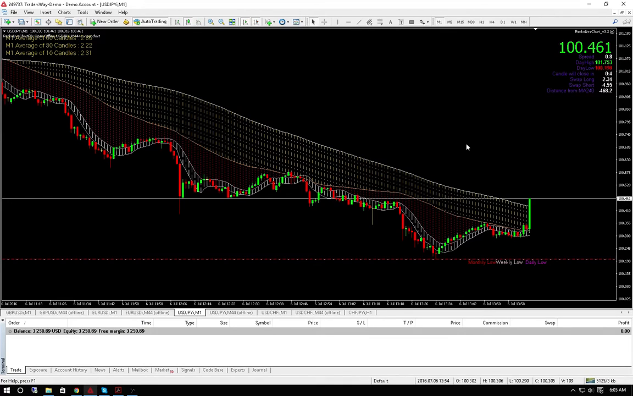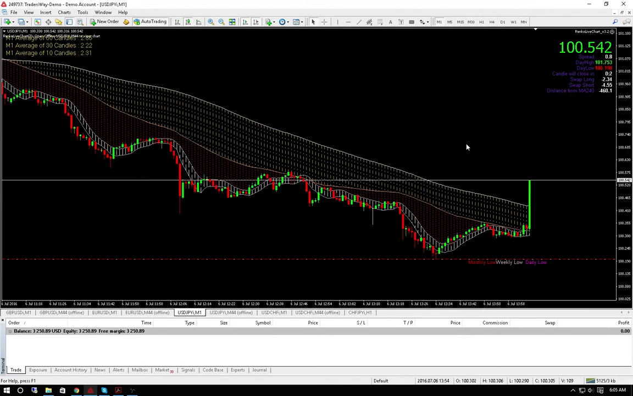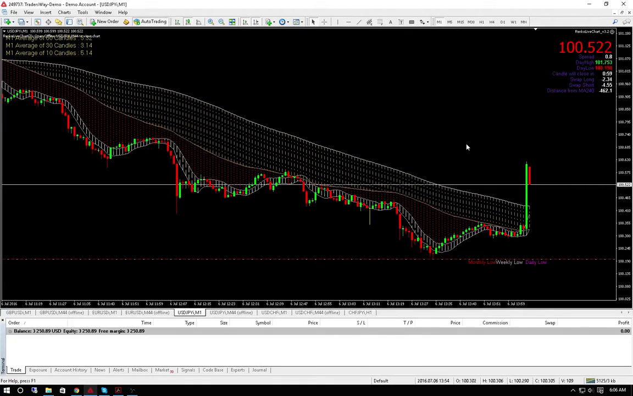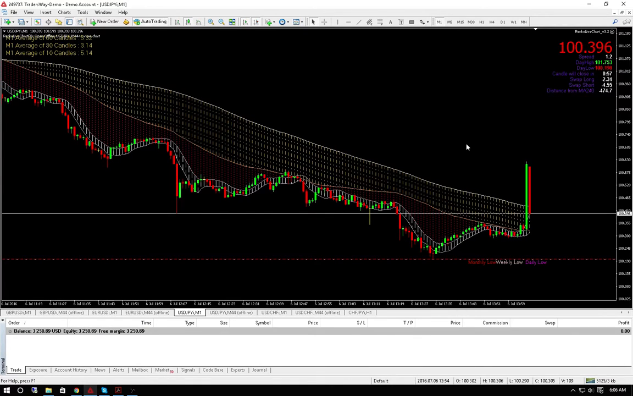So this doesn't mean we're jumping in or anything. It just means... Well, there we go. That's a nice little jump up. So it just blasted through all our levels. Now it's dropping back down. There's not news or anything right now.